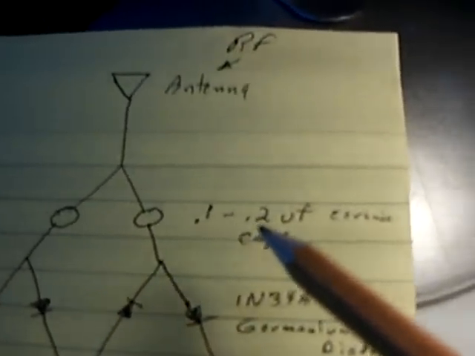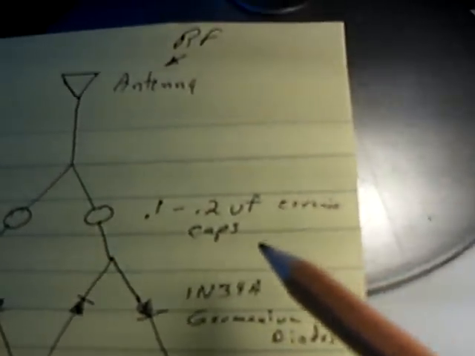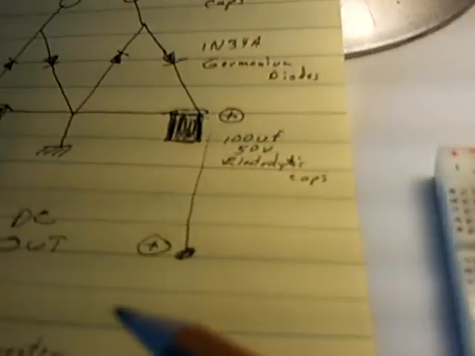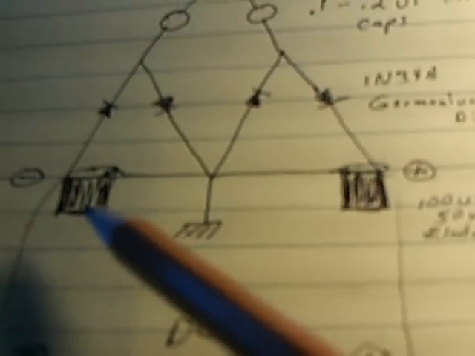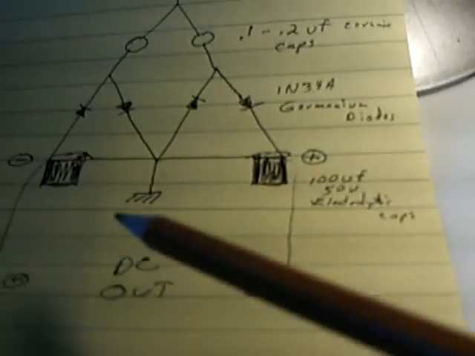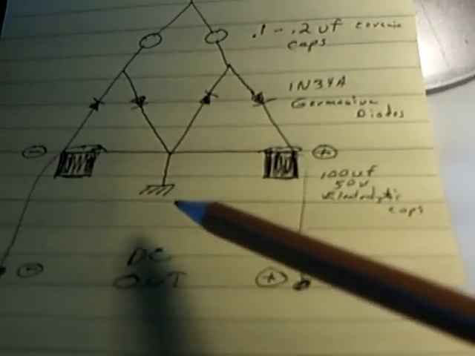And then you have these little ceramic capacitors that are 0.1 to 0.2 uF ceramic caps. You have an antenna. I just used a piece of tin foil right up next to the CFL bulb. And then at the bottom here, you've got electrolytic caps that are 100 uF 50 volt electrolytic capacitors. You put a ground here in the middle, which is this piece of aluminum. Now, Slider is using a heat sink, an aluminum heat sink. That's just a chunk of aluminum.